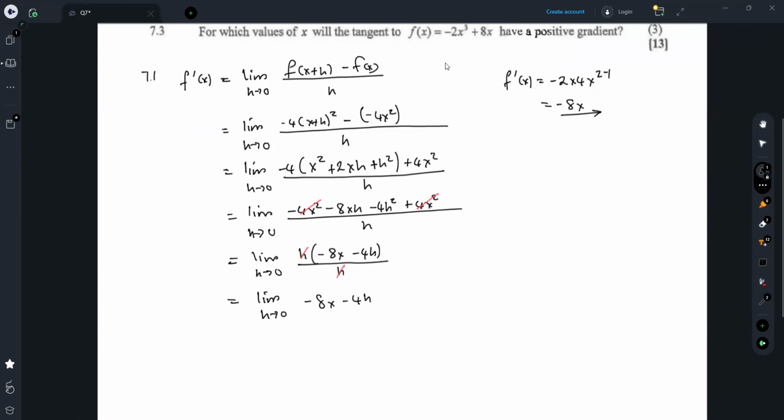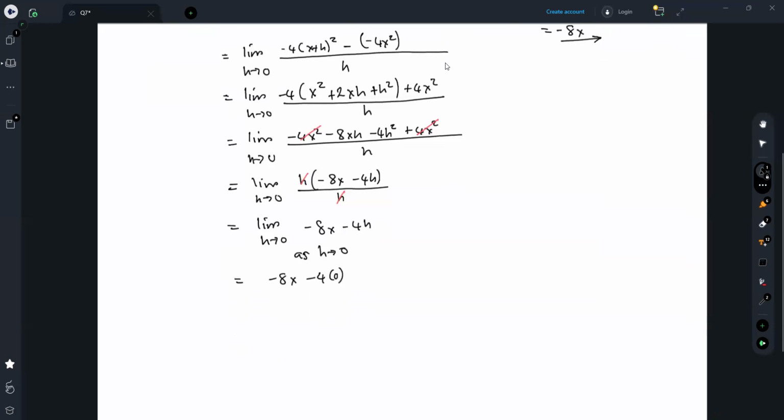And now we can say, as h approaches 0, what should happen? What we're going to have is negative 8x minus 4 into 0 like that. So we've substituted the value of 0, and we are left with negative 8x, which is confirmed by our answer up here. So you and I are happy about this. We know that we haven't made any mistake, and we're going to bag his marks.